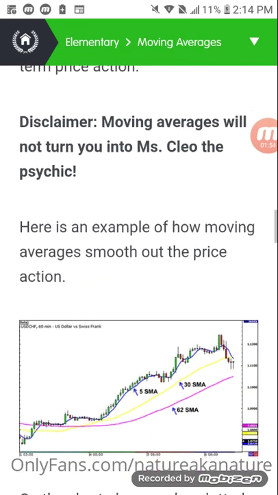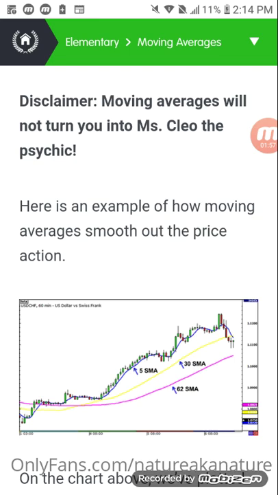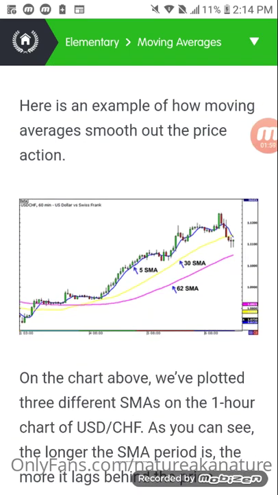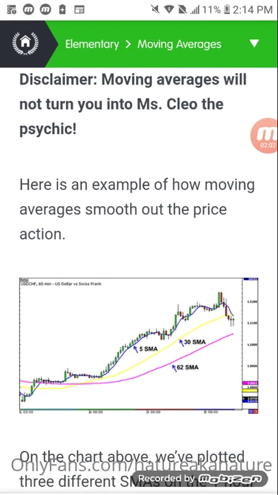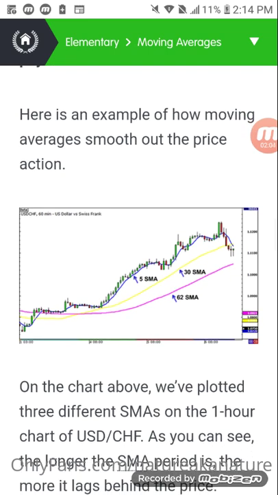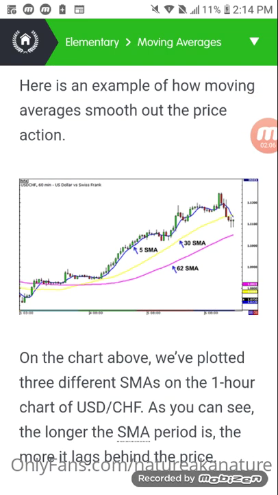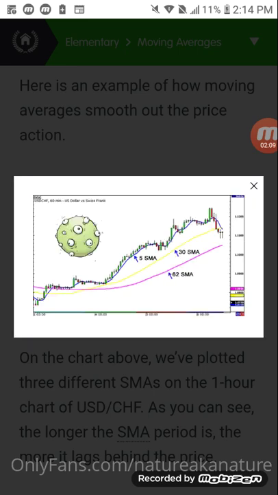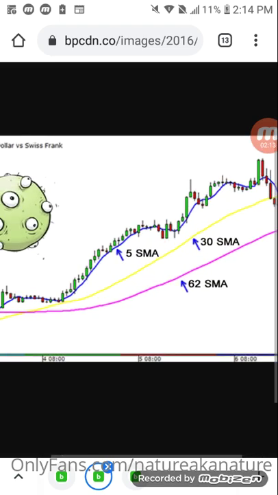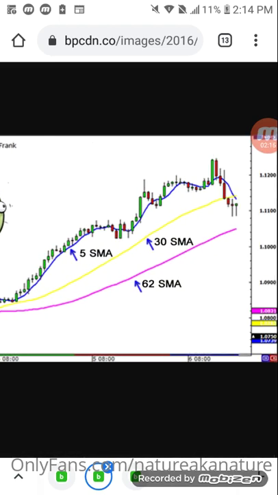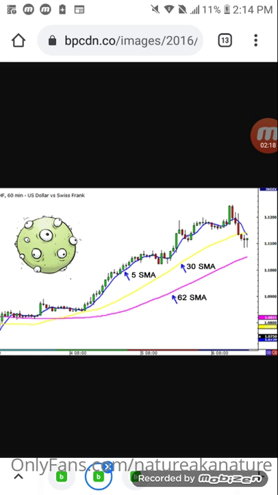So now that you know about the indicator, let's talk a little bit more about the moving average. This is an example of a simple moving average. We have 3 different moving averages plotted on this chart, and they're all simple moving averages, which stands for SMA. You have the 5 SMA, the 30 SMA, and the 62 SMA.